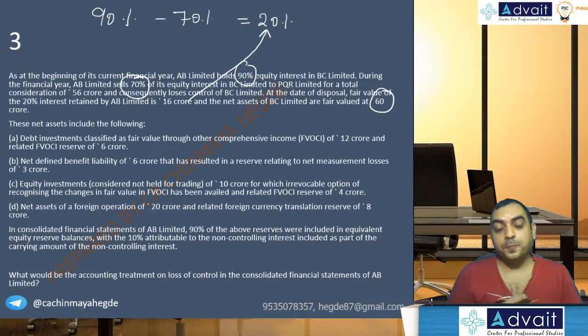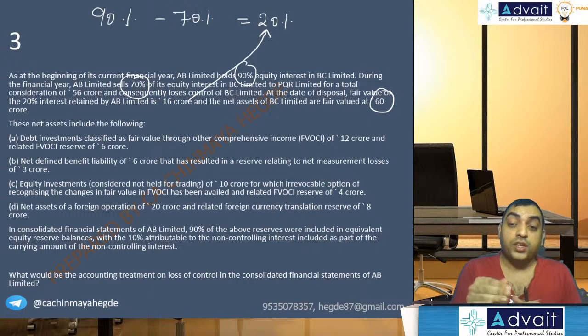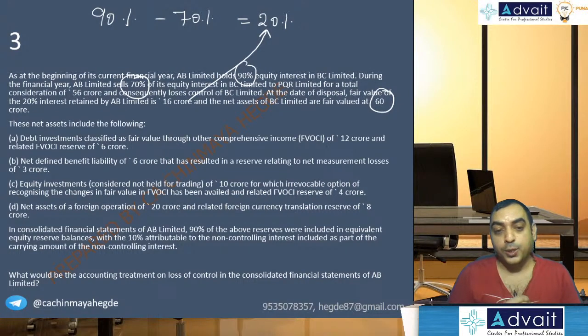The net assets include the following: debt investments classified as fair value through other comprehensive income, FVTOCI, of 12 crores and related FVTOCI reserve of 6 crores. Net defined liability of 6 crores that has resulted in reserve relating to remeasurement losses 3 crores. Equity investments considered not held for trading, for which irrevocable option of recognizing the change in fair value in OCI has been availed and related FVTOCI reserve of 4 crores. Net assets foreign operation of 20 crores, related foreign currency translation reserve of 8 crores.